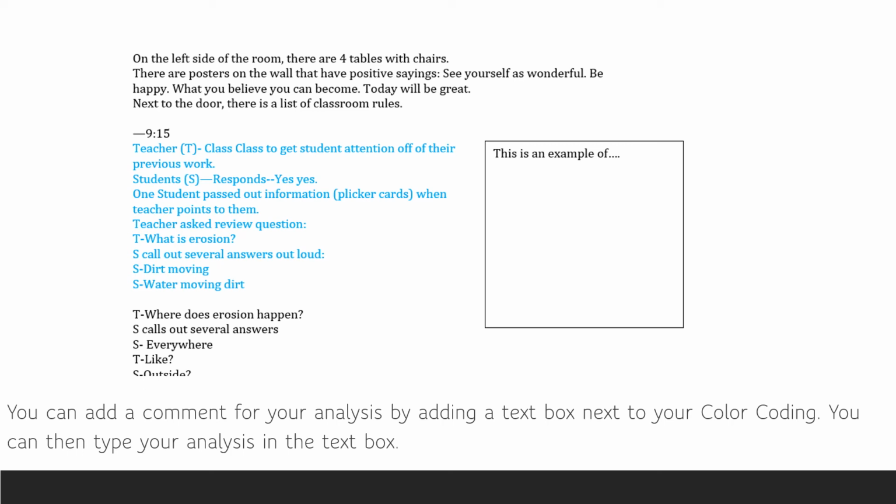So the blue, the highlighting, helps me identify what the critical component is. But now in this comment box, this is where I'm going to analyze it. How is this a demonstration of eliciting student thinking? This is where we can talk about the effectiveness of it. Does it engage the students? Would we consider it higher order thinking? And this is where you can really begin to break down and talk about those instructional choices.